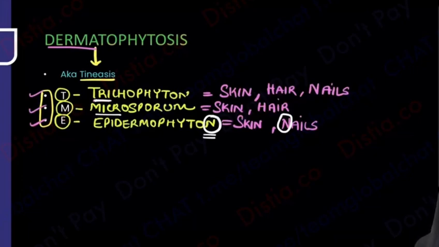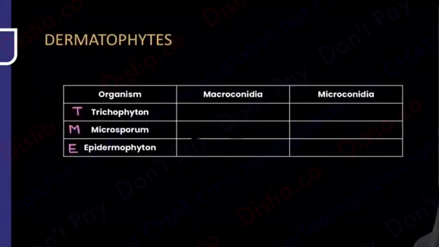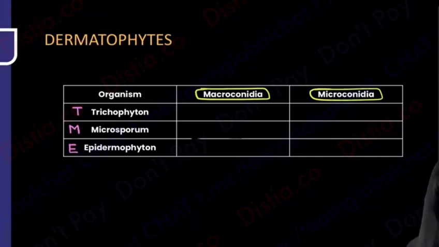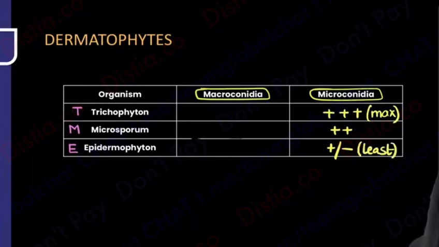Having said that, now we come back to this mnemonic. Why did I say TME? Because now I'm going to tell you that to differentiate them, you have some big structures called macroconidia, and then there are some small structures that are referred to as microconidia. Please remember, the microconidia are arranged in a descending order, which means that in Trichophyton you have the maximum microconidia, then a little in Microsporum, and least or absent in Epidermophyton. That is how you learn the microconidia.